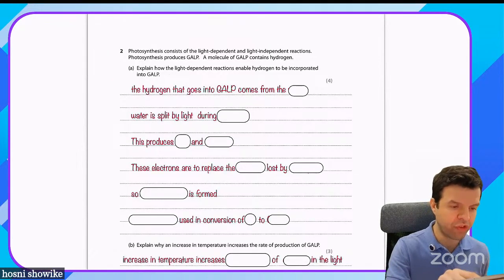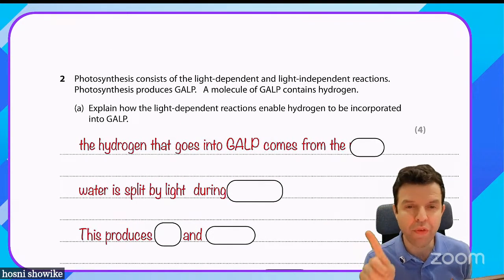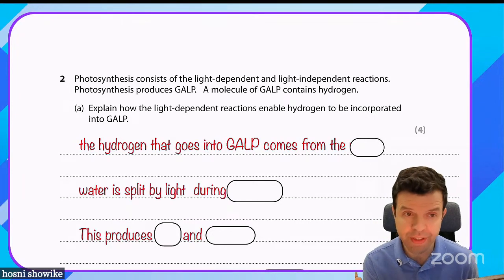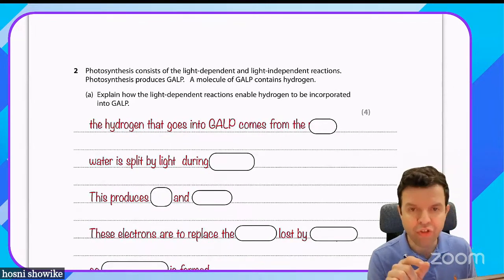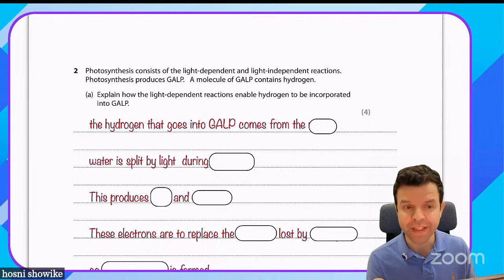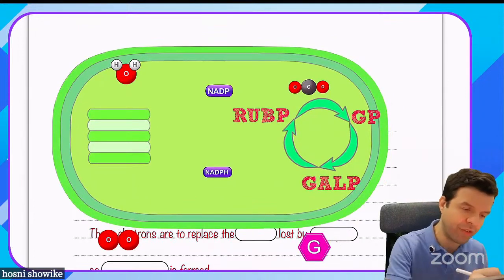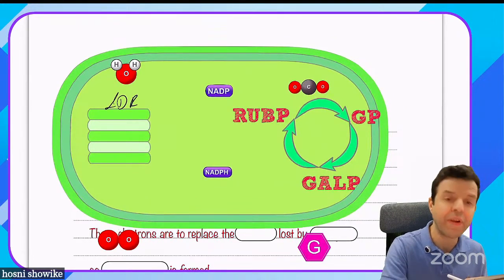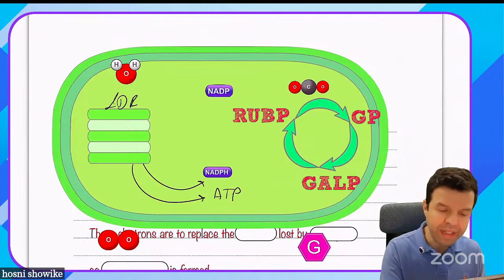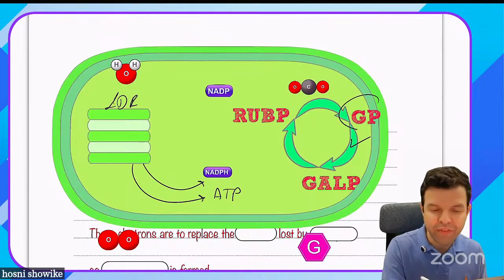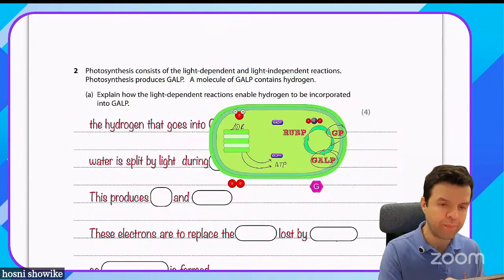Second question is this one. Still photosynthesis. It says explain how light-dependent reactions enable hydrogen to be incorporated into GALP. Do you know what they mean by getting incorporated? Meaning where you get the hydrogen to reduce GP and form GALP. So again, that is light-dependent reactions. Light-dependent reactions give me reduced NADP and ATP, both of which are needed for the step where I reduce GP to GALP. So I'm going to state that one here.